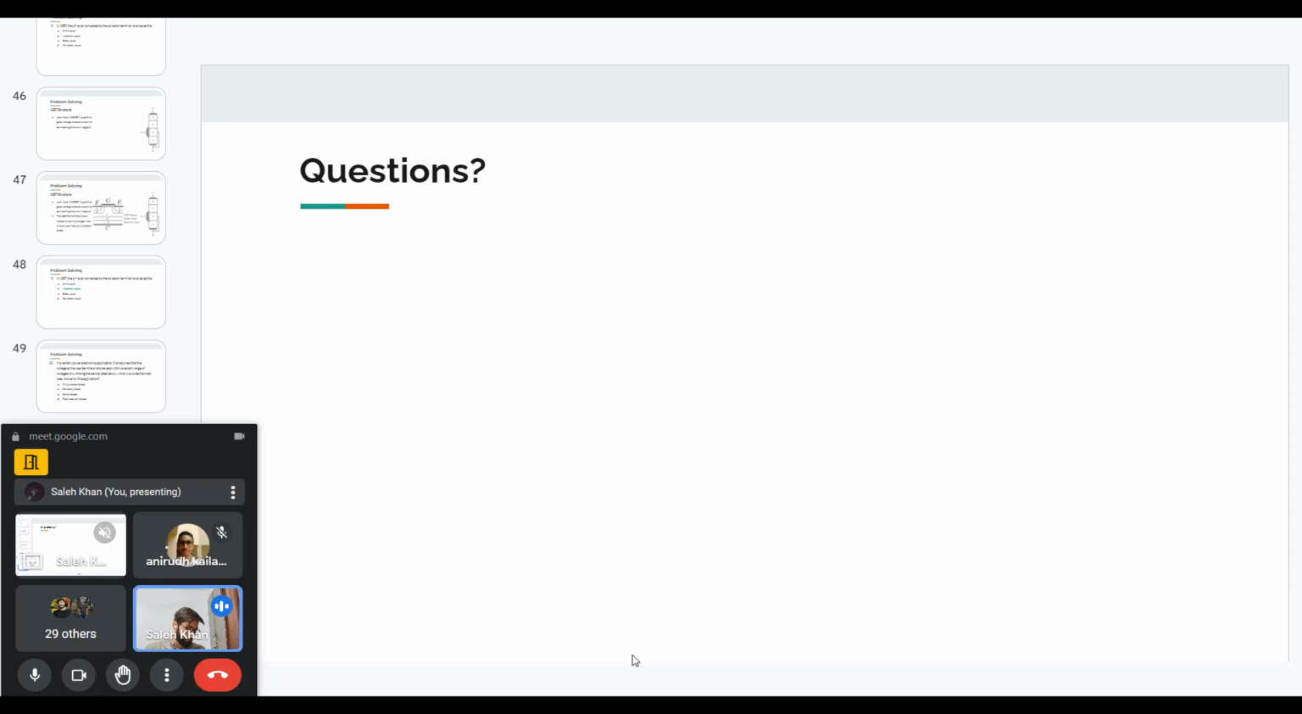Short application in solar plants. I don't understand the question. What do you mean short application in solar plants? Okay, solar plants. Do you want me to tell you?